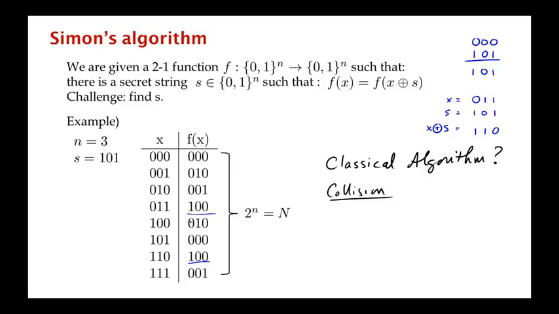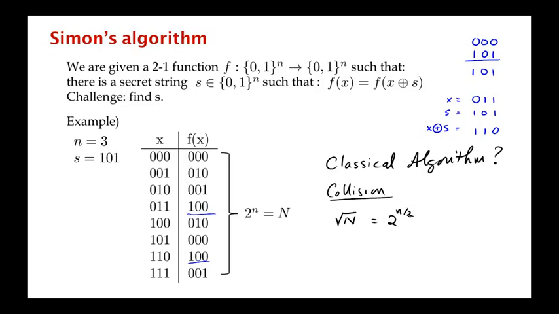But how many x's do we have to sample before we see a collision? Well, since there are 2 to the n different values, you know that by the birthday paradox, you can actually find a collision if you sample square root of 2 to the n of these values at random, which is 2 to the n over 2.